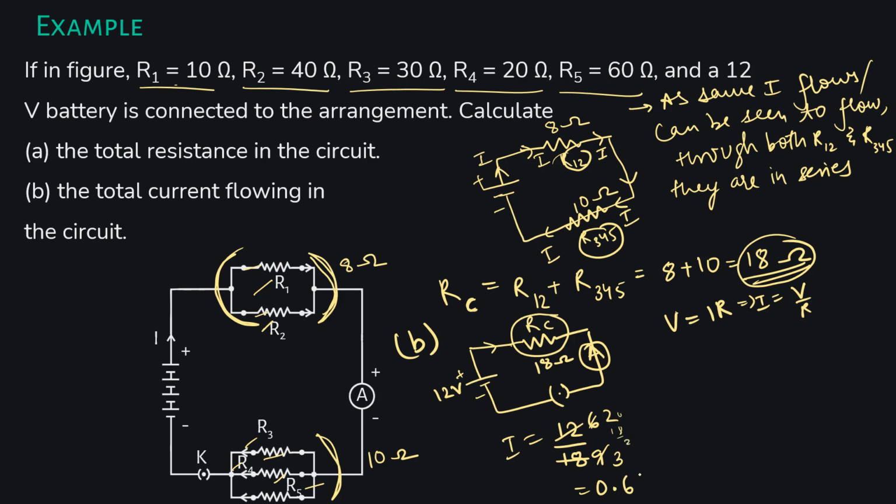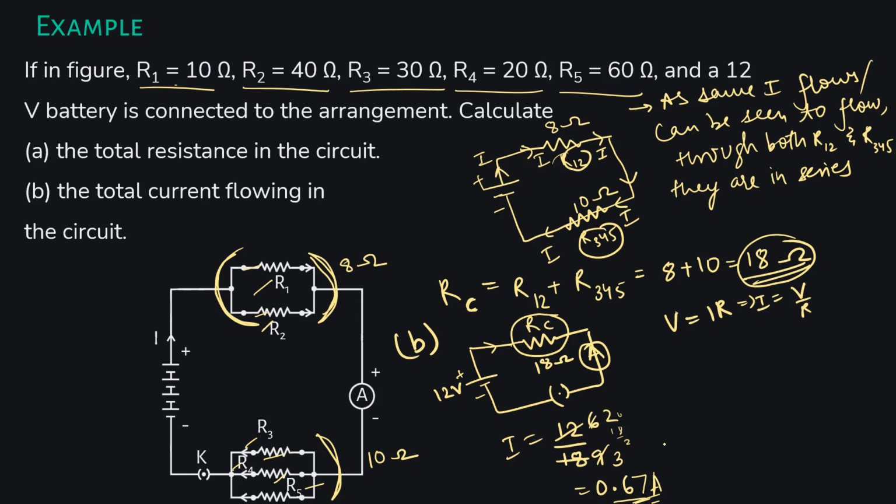That is your reading. Okay. So this is your final answer. 3.66 ampere, or you can write 3.67 because it's going to go on like 3.66666. So you just round it off to 3.67 amperes. That is your final answer for the current flowing in the circuit.